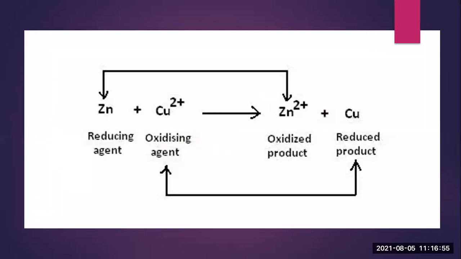Here one of the examples is given, Zn plus Cu2+. What will we get there? Zn2+ and Cu. Now zinc, what will it do? It will lose its 2 electrons. So that means it is itself undergoing oxidation. And zinc will lose 2 electrons because on the product side you can see whenever any element is losing its electrons.